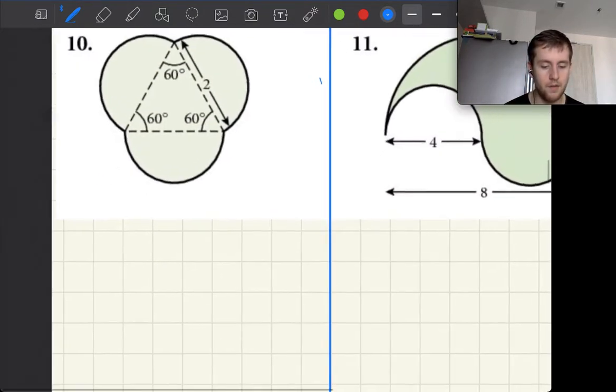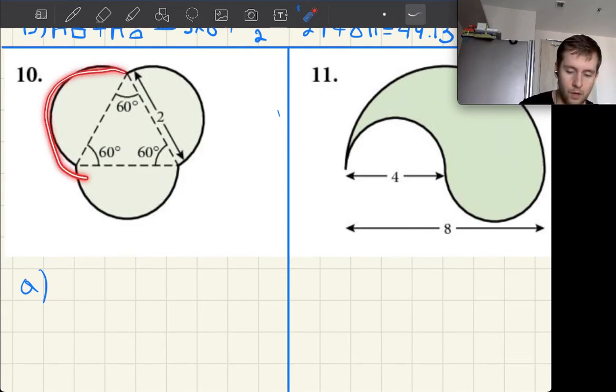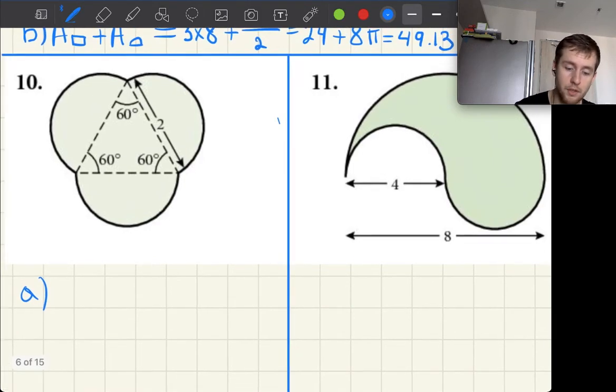Okay, so let's do the next one very quickly. So number 10, you have to find the perimeter. This one is quite interesting, as you can see. So here we have 3 semicircles: semicircle 1, semicircle 2, and semicircle 3. They are all the same size because, as you can see, this triangle here is an equilateral triangle because all angles are the same. So it means that all sides are also the same. It means that all sides are 2 units long.